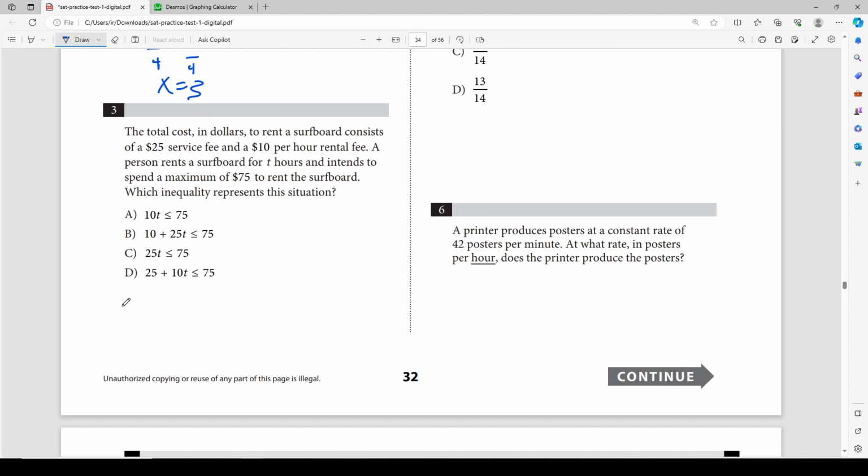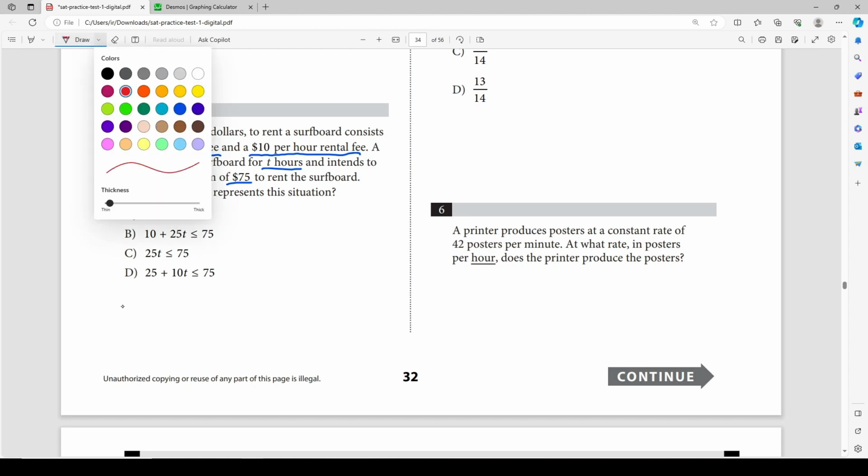Number 3 says the total cost in dollars to rent surfboards consists of a $25 service fee and a $10 per hour rental fee. A person rents a surfboard for T hours and intends to spend a maximum of $75 to rent the surfboard. Which inequality represents the situation, right? So we're given a lot of variables here. First, there's a $25 service fee, right? And this service fee is always going to be the same.